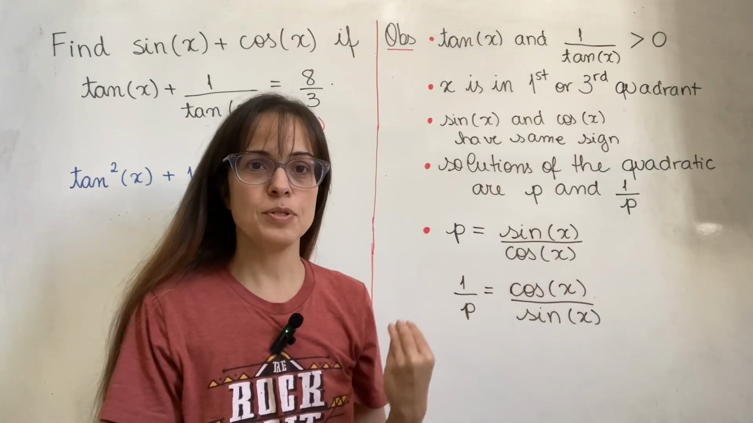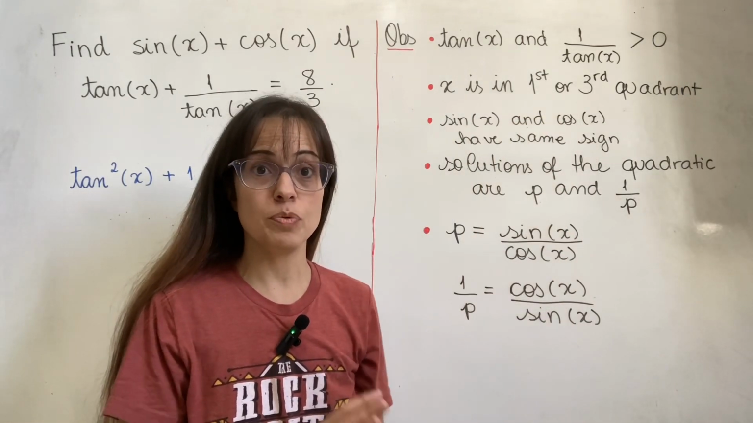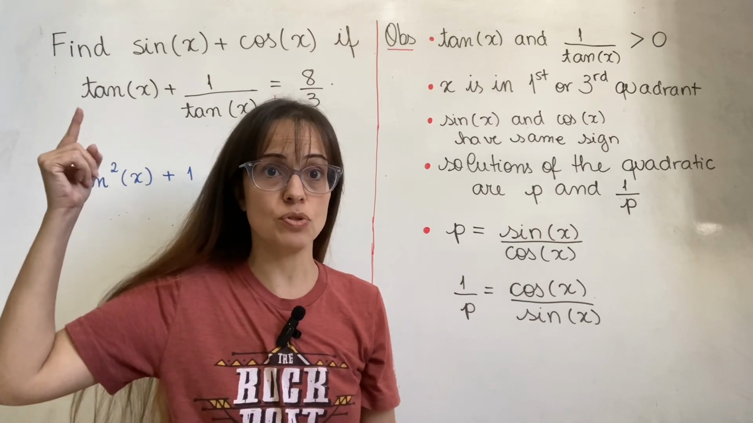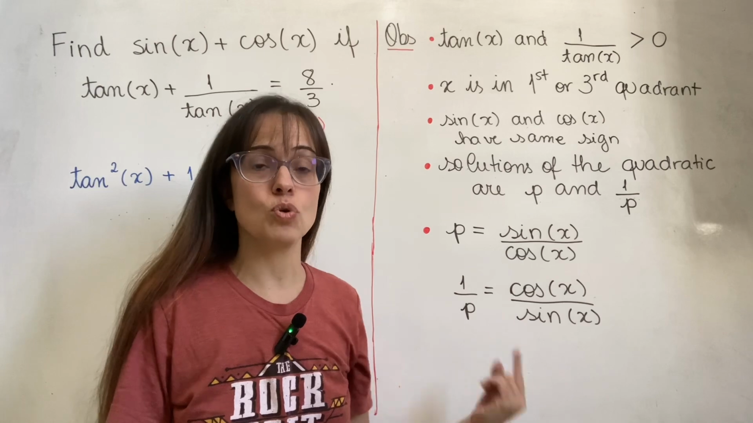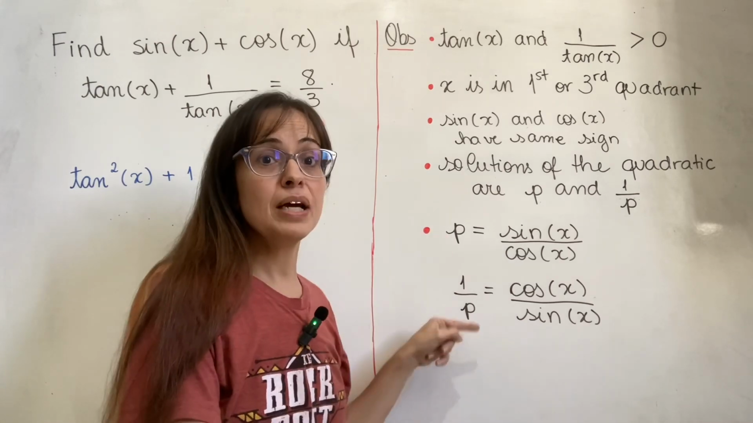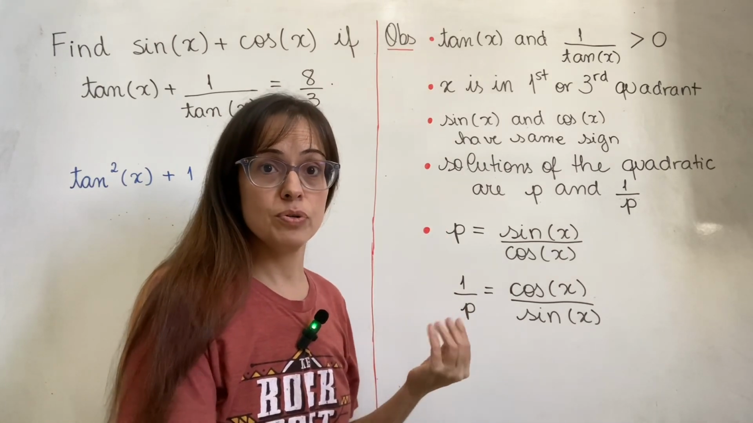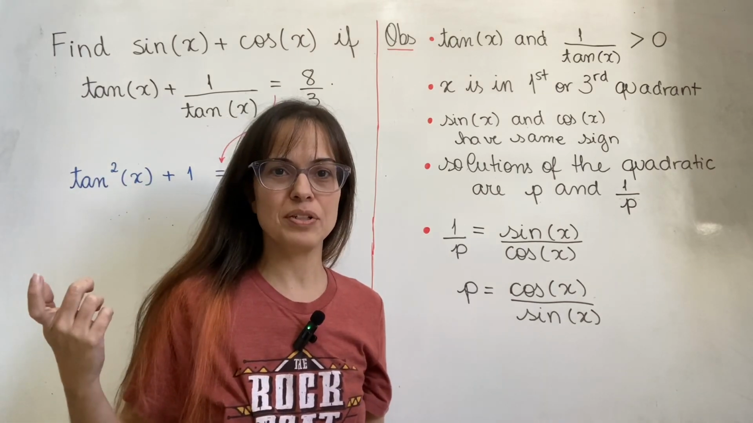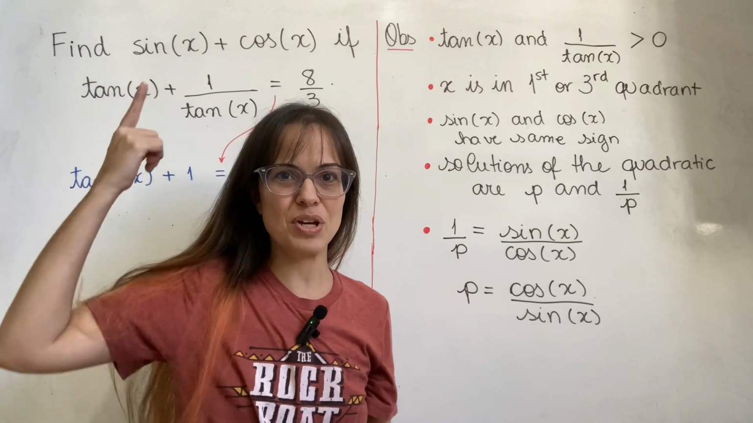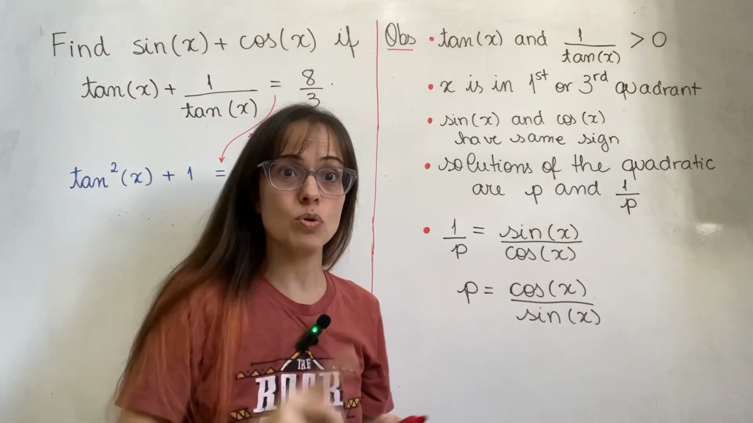Now, because p and 1 over p are going to be representing a value of tangent of x, one of them is sine over cosine and the other one is cosine over sine. It might be the other way around if you're considering the other solution of the quadratic, but it's not going to change the final answer to your problem, because either way you're going to take the sine plus the cosine.